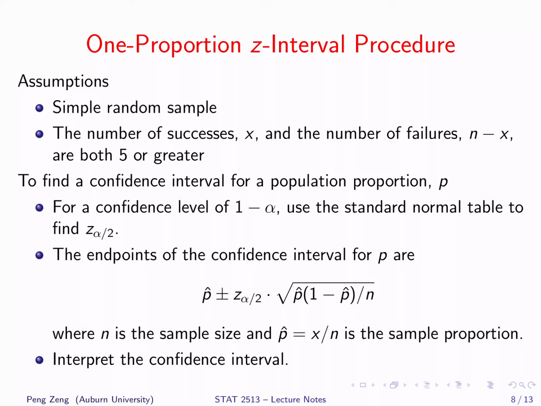For a confidence level 1 minus alpha, use the standard normal table to find z alpha over 2. The endpoints of the confidence interval for p are p hat plus minus z alpha over 2 times square root of p hat times 1 minus p hat divided by n. Here n is the sample size and p hat, x divided by n, is the sample proportion. Last, make sure to interpret the confidence interval.